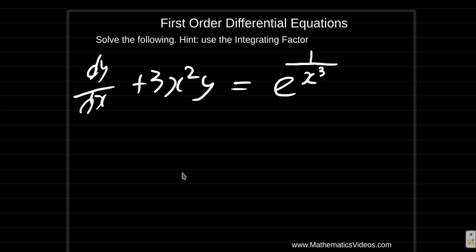Here we have this differential equation, dy by dx plus 3x squared y equals 1 over e to the x cubed. All right. Now, the hint here is that you use the integrating factor. So I want you to pause the video and write it down and work it out. So go ahead.